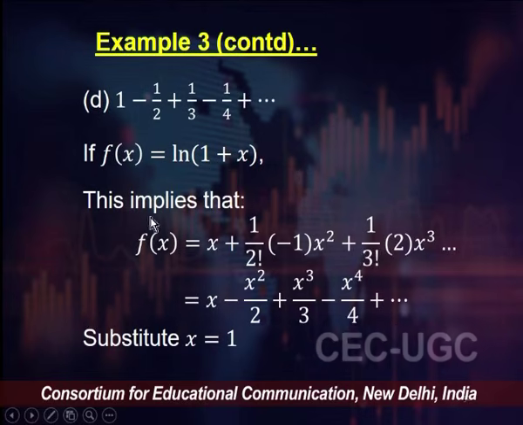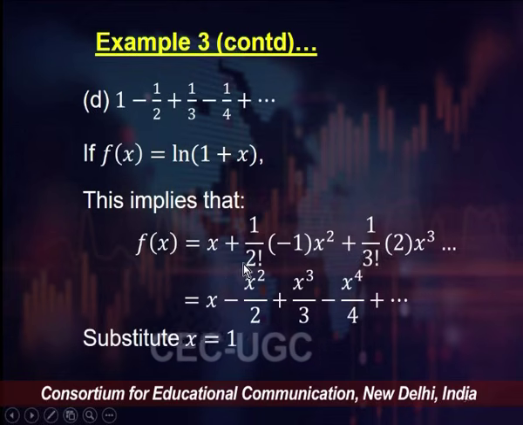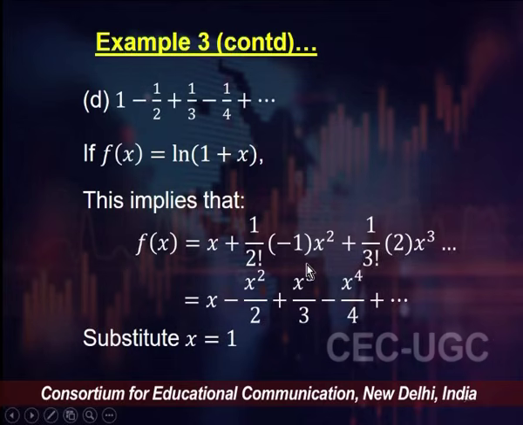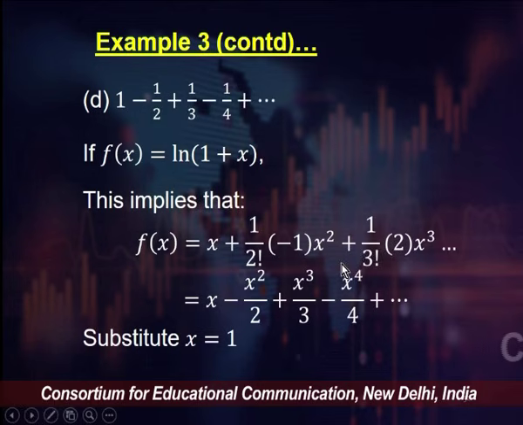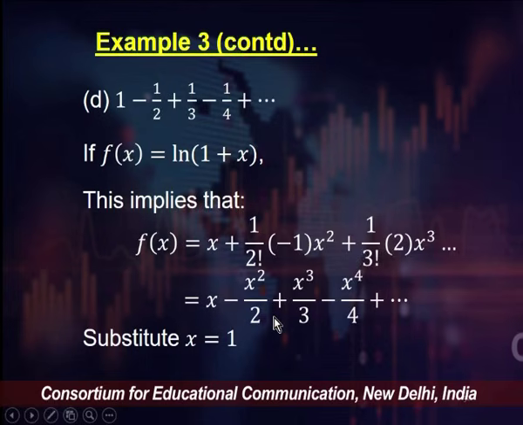For the Taylor series, I get f of x is equal to natural log of 1 plus x, and this implies that f of x is equal to x plus 1 by 2 factorial times minus 1 times x squared plus 1 by 3 factorial times 2 times x cubed, which basically boils down to, it's a very nice pattern here again. So, x minus x squared by 2, right, because this minus will come in front, x squared by 2 plus x cubed by 3, because in 3 factorial the 2 will cancel out with the 2 in the numerator, and you can check minus x to the power 4 by 4 is the next term.